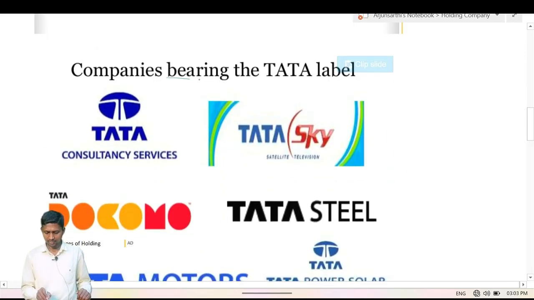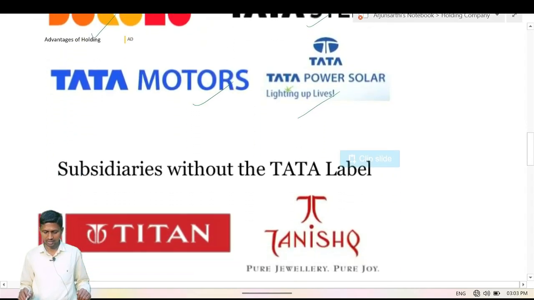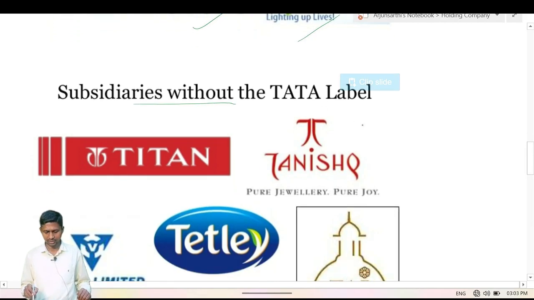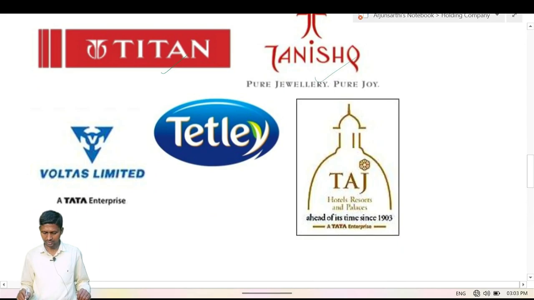Now in Tata, with the Tata label, you will find Tata Consultancy. You will find Tata Sky. Correct. Then after that, you will find Tata Docomo. All of them are using what? The Tata logo or name. And then some without; these are Tata's companies, Tata subsidiaries, but they are not using Tata's name. Titan, correct. Then Tanishq, Voltas, Etaj, correct.